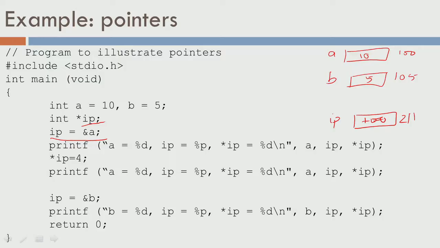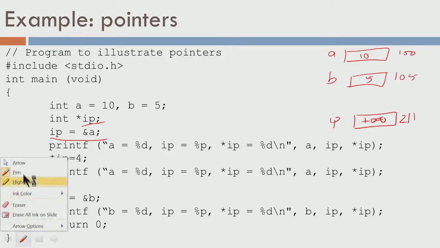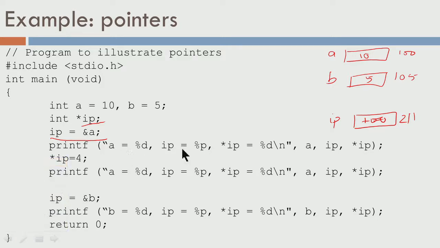Then let us look at the printf statement here. It says print a, print ip and print star ip. These are the three things we are going to print. What would print a give us? It will give us the value 10 itself, because for all the variables, when you access them, you directly get the value.